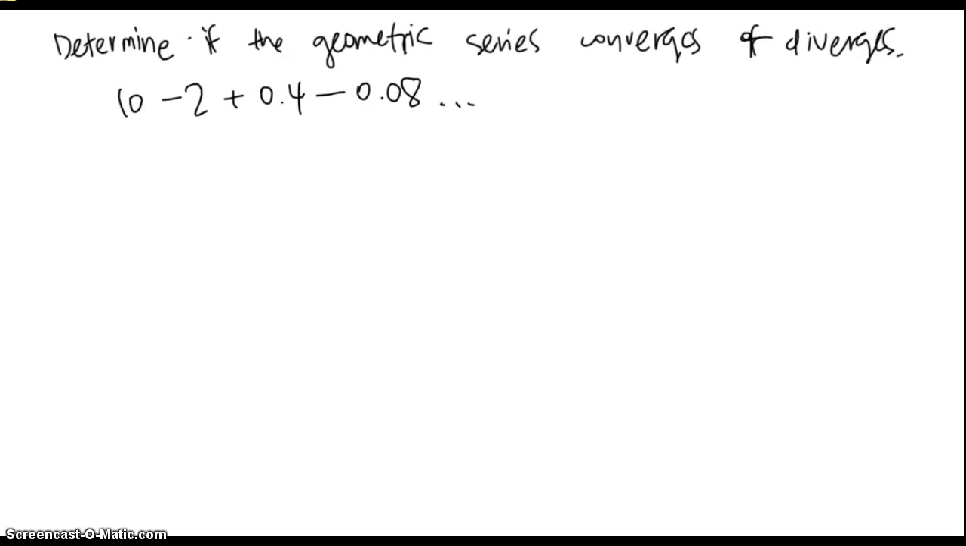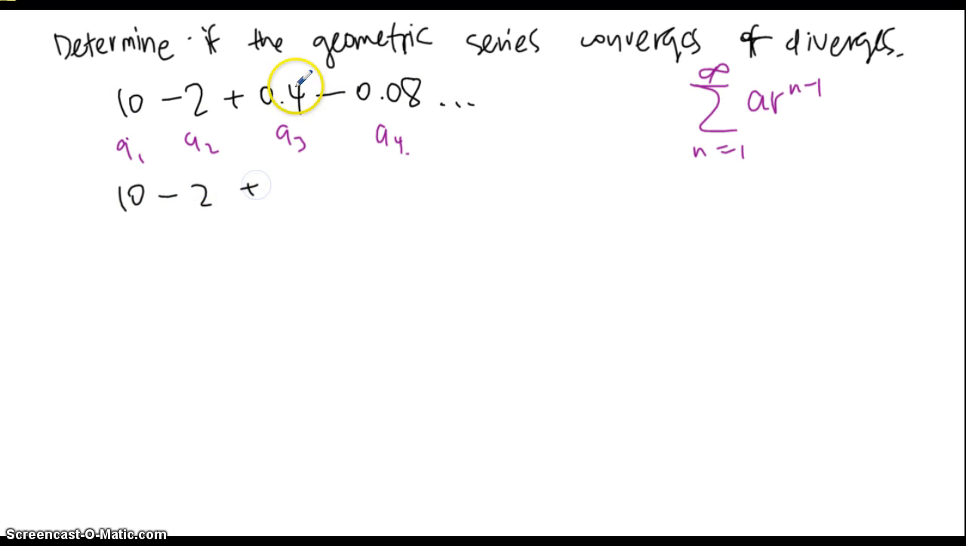Let's take a look at this next example. You have to determine if this geometric series converges or diverges. Now, we want this to look like a times r to the n minus 1 from n equals 1 to infinity. This is the first term, second term, third term, fourth term. Now, I don't really like these decimals, so I'm going to change it to 10 minus 2 plus 4/10, plus 8/100. Now I'm already starting to see some sort of exponential growth in each term.